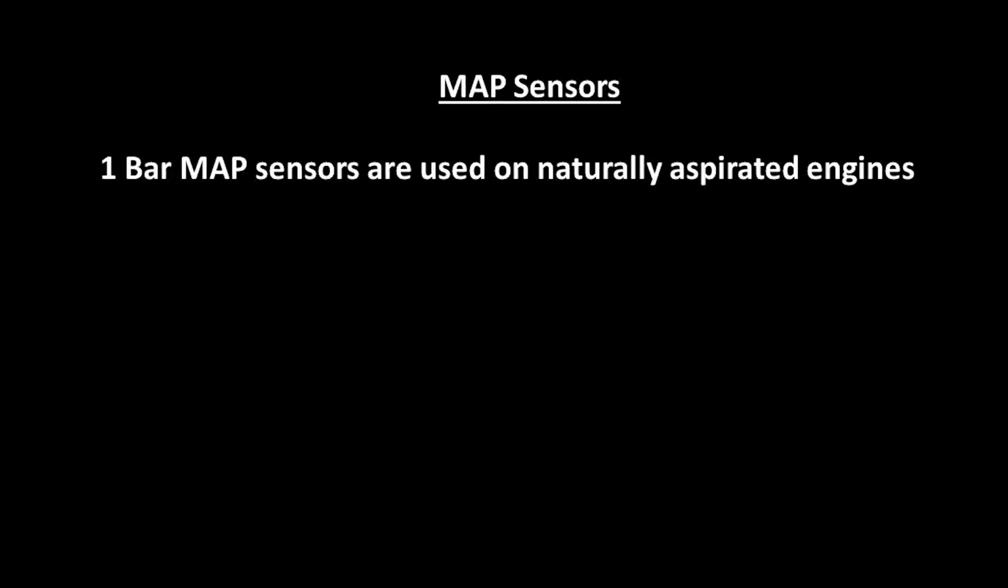So you've got a 1 bar MAP sensor, a 2 bar, 3 bar. I think they go all the way up to 5 bar. I'm not sure, but those are the 3 most common ones anyway. So a 1 bar MAP sensor is typically used on a naturally aspirated engine, and it reads 1 atmosphere. Doesn't need to read any more than that. There's not a lot of boost or any boost going through the engine. A 1 bar MAP sensor is fine. That's typically what's on almost every stock engine out there.